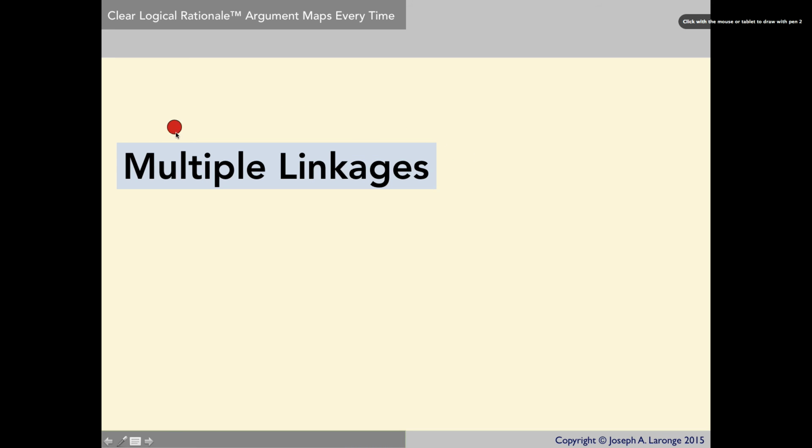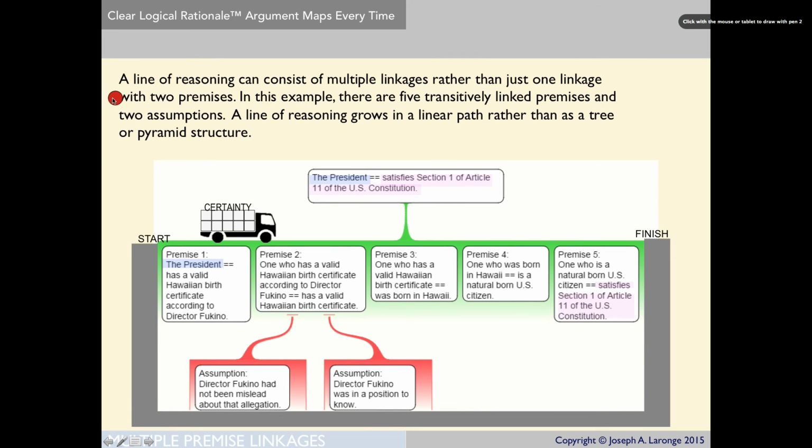So now we're moving on to multiple linkages. A line of reasoning can consist of multiple linkages rather than just one linkage with two premises. So we've pretty much so far just been dealing with two premises. And in Rationale, they often have two premises, and then the next support of reasoning comes in below, but we're not going to go into that, because here, with the logic bridge, we always add our premises horizontally as we make the bridge. So I'm just pointing out here in this example that any line of reasoning is not limited to just two premises.